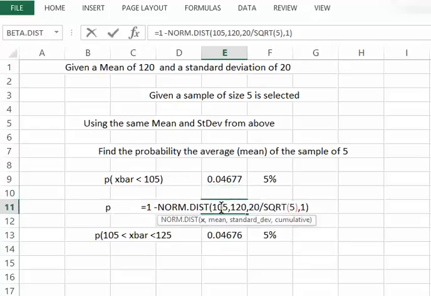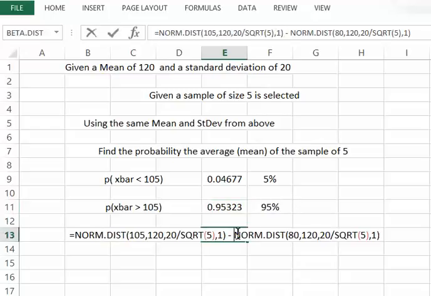Okay. Again, for greater than, I need to do 1 minus that value. So I will put in the 1 minus. That's the only change I'm going to make in the formula. Normal dot distribution, 105, 120. But then again, my standard deviation needs to be modified by the square root of 5.